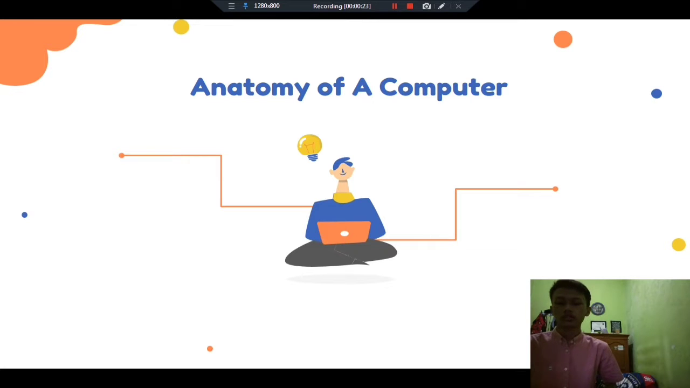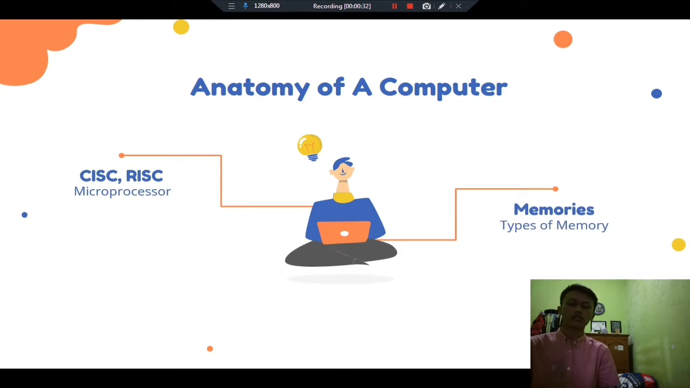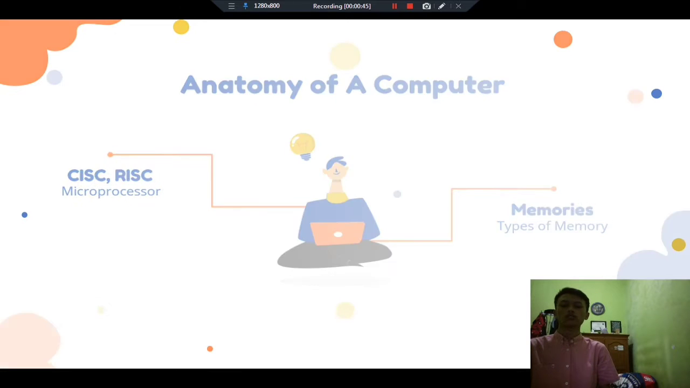The computer has two important components. It is a microprocessor and memories. Microprocessor have two types. It is CISC microprocessor and RISC microprocessor. Okay, next.